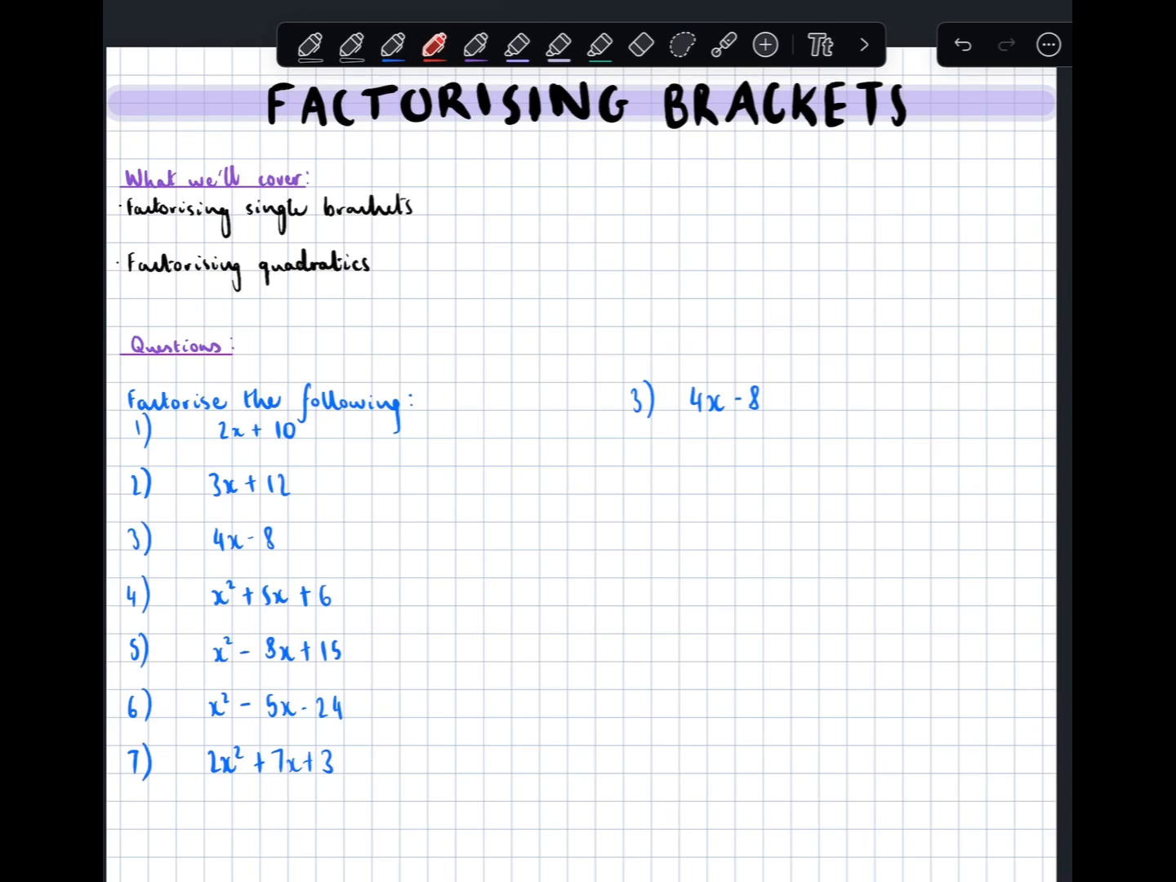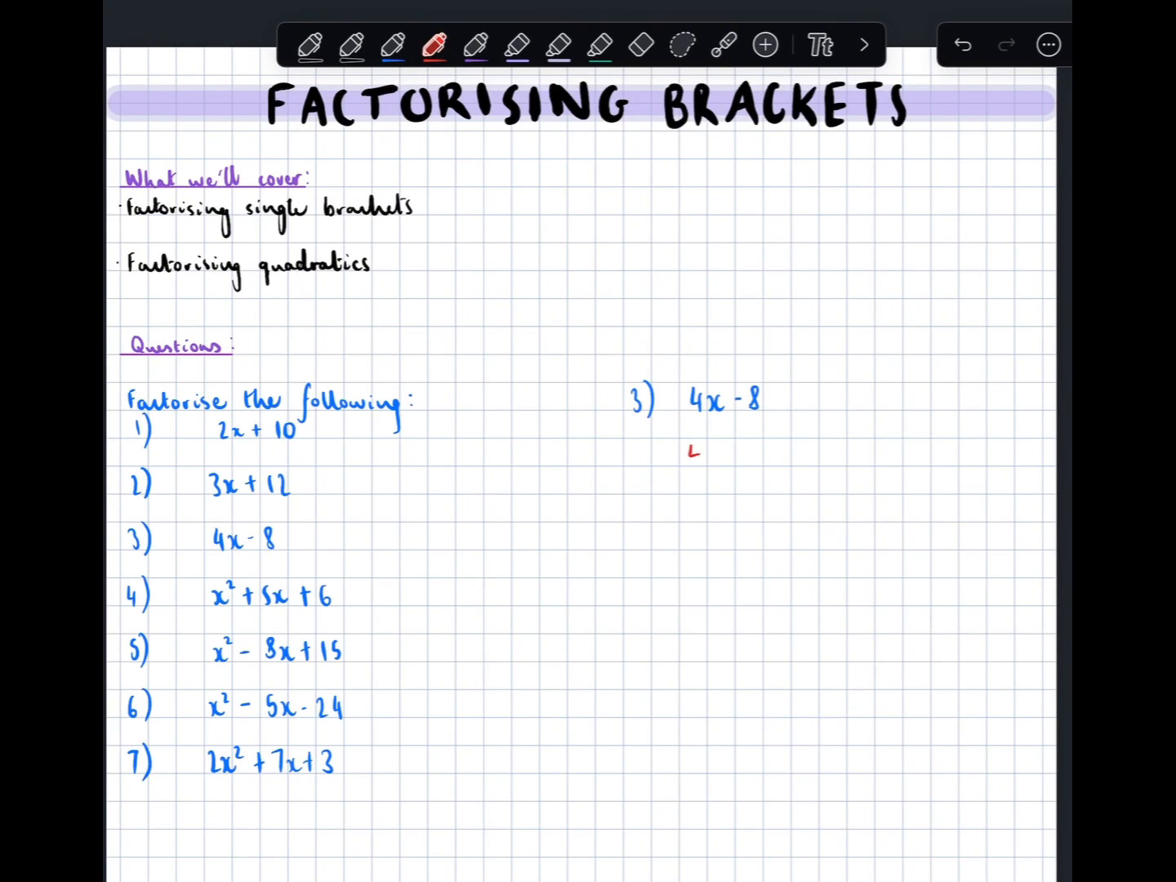A little bit different to the other ones. We have a negative in here. So again, we're going to use the same process, and we're trying to find what's common in both of these. So what's common in 4x and minus 8. So we can see that 4 would go into both of these terms, or you could use 2. I'm going to show you how we'd use both of those here.